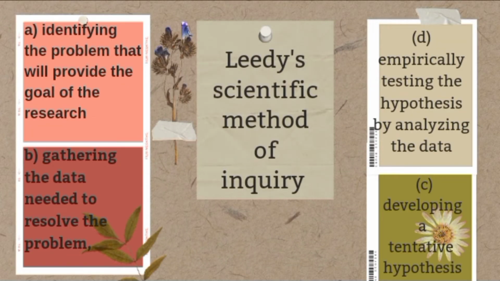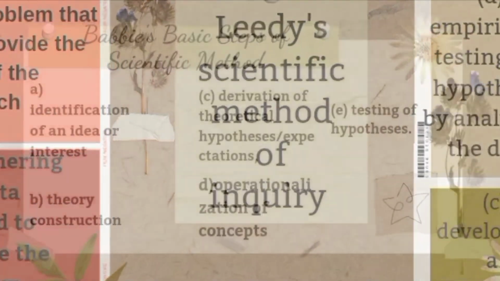First, identifying the problem that will provide the goal of the research. Second, gathering the data needed to resolve the problem. Third, developing a tentative hypothesis. And the last one is empirically testing the hypothesis by analyzing the data.